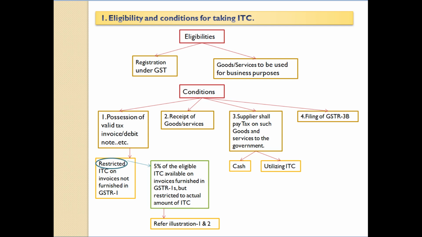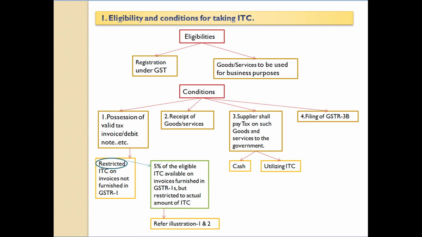Next we move on to the conditions for taking input tax credit. There are four conditions which must be satisfied for taking ITC. The first one is possession of a valid tax paying document, which means the person having an invoice or debit note or any other bill prescribed as a valid tax paying document. But if the supplier has not furnished their invoice in the GSTR 1, the amount of ITC on the non-furnished invoice is restricted to 5% of the eligible ITC on the invoices which are furnished in the GSTR 1.